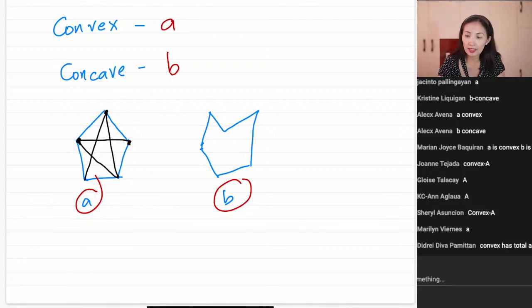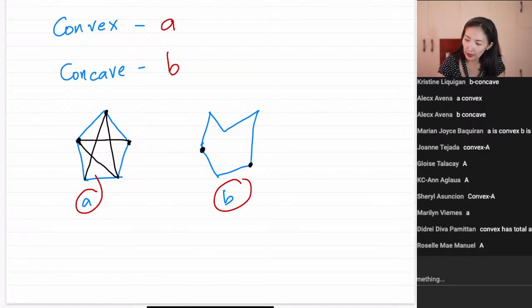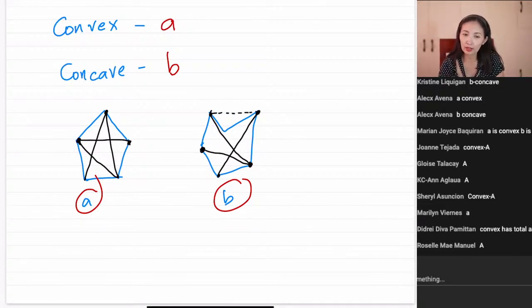Now, let's contrast it to letter B. Let's connect these two non-adjacent vertices of the polygon in B. Here, I could even draw from here to this one, from here to this vertex. But I can also have one here. So, anyone who could? Convex has a total angle of 180 degrees.